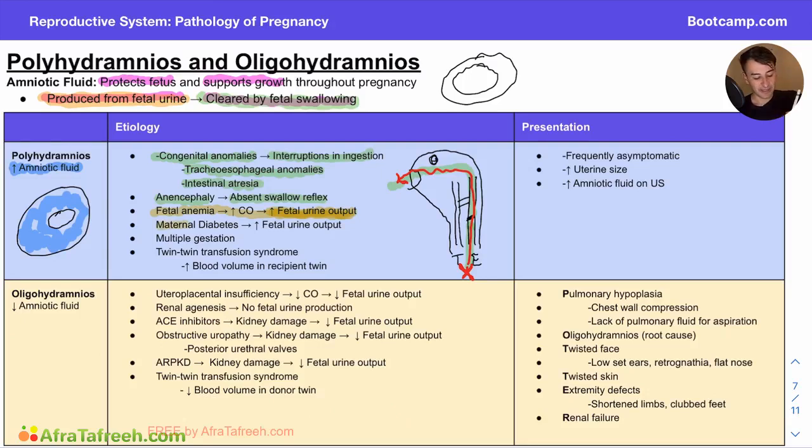Additionally, maternal diabetes can lead to increased fetal urine output, so this is going to be the same thing. It's going to be due to the urinary tract. This is not due to GI involvement. This is due to overproduction of urine, which is essentially overproduction of amniotic fluid.